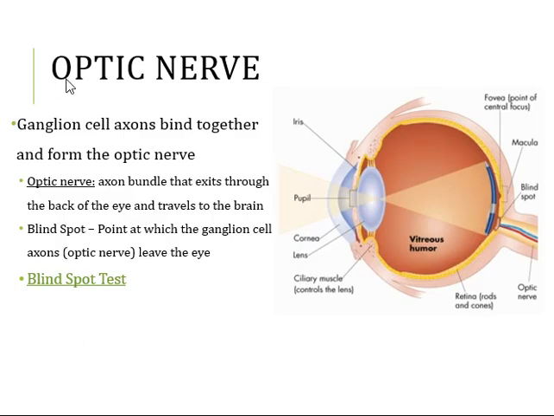So now we're going to talk about the optic nerve. The optic nerve takes space where rods and cones would be, which results in the blind spot that I talked about earlier. We need the rods and cones, a photoreceptive layer for the eye, to process light and have it turned into a neural signal. This is where our ganglion cell axons will bind together and form the optic nerve. The blind spot is where ganglion cell axons leave the eye.